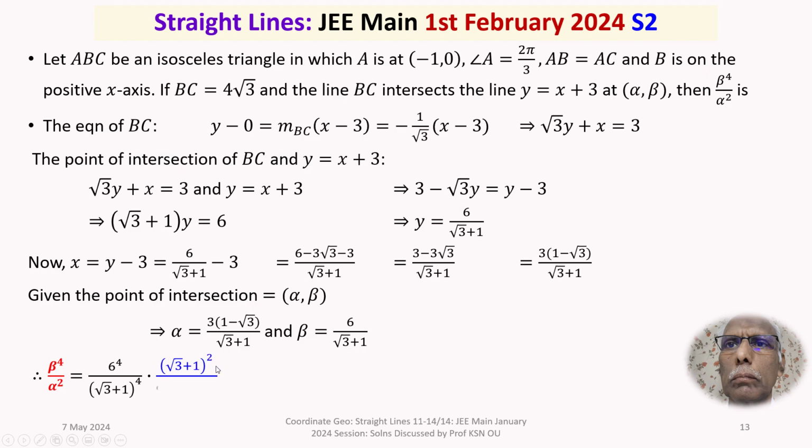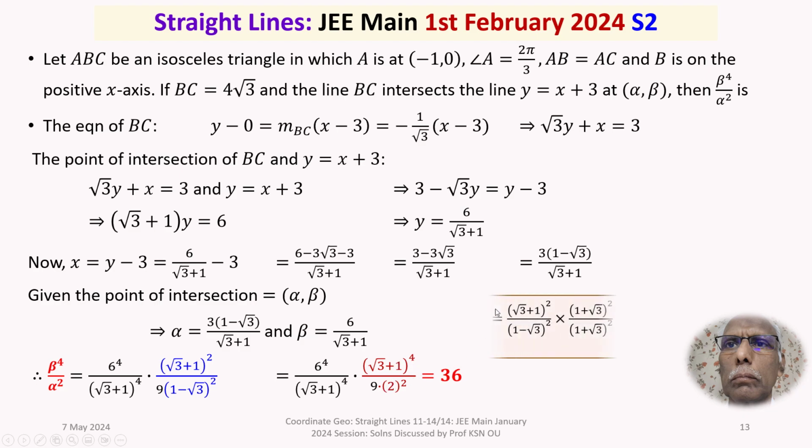Beta to the power of 4 is 6 to the power of 4 by root 3 plus 1 to the power of 4, multiplied by 1 by alpha square, that is 3 square, 9 into 1 minus root 3 square in the denominator, and in the numerator root 3 plus 1 whole square. And this blue one, when you simplify, you will get this red one.